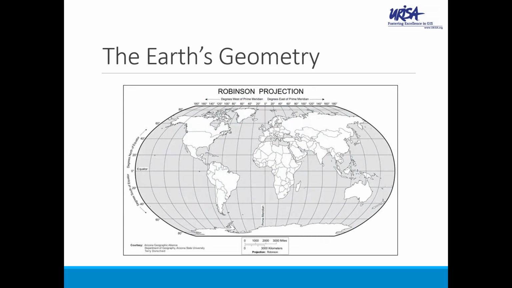There are innumerable projections of the Earth's surface, and every one of them serves a purpose, and some of them hold certain features fixed, and other features, other elements of the geometry, have to give. This happens to be the Robinson projection here.